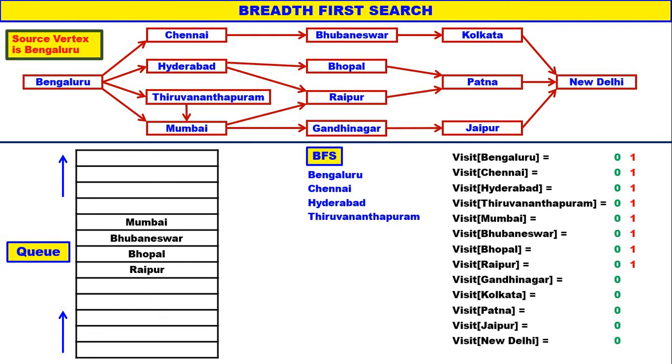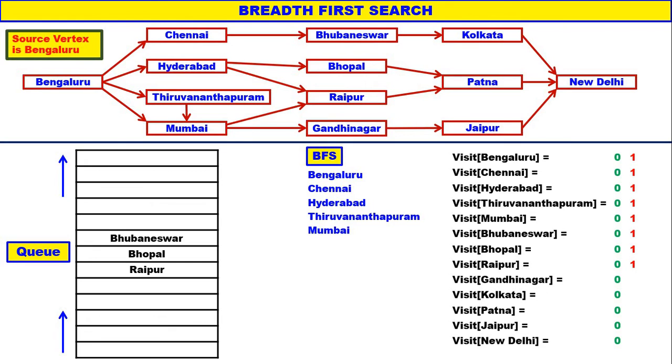Is the queue empty? No, the queue is not empty. Remove the front element of the queue. Therefore remove Mumbai. Add it to BFS. Find out what are the nodes adjacent to Mumbai. There are two nodes adjacent to Mumbai, that is Raipur and Gandhinagar. Can we add Raipur? No, because visit of Raipur is already 1. Therefore, Raipur cannot be added to the end of the queue.